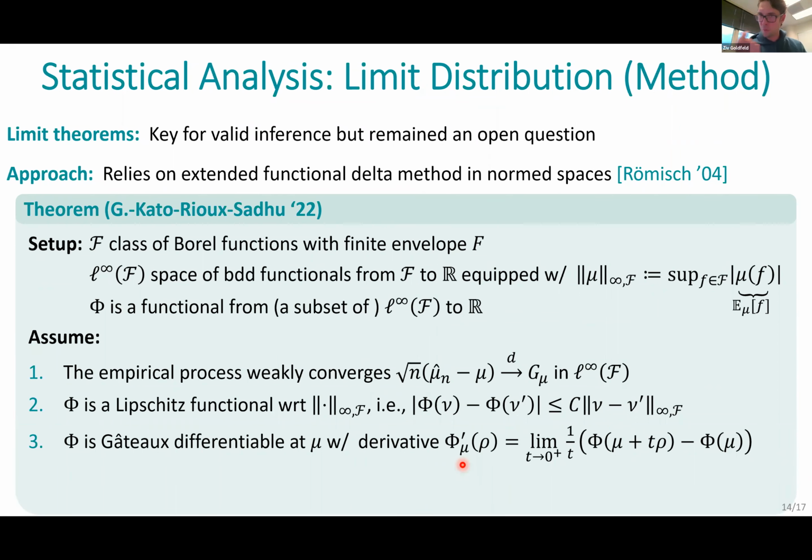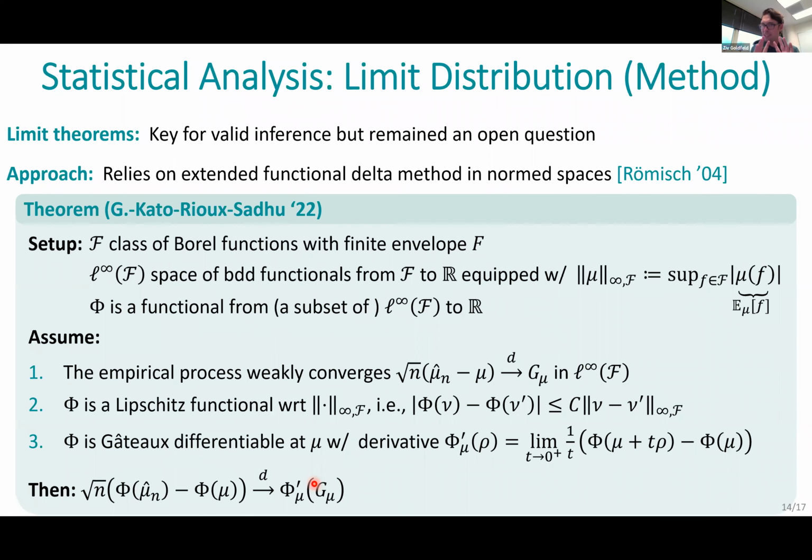You perturb the input by a little bit. You ask, well, how much does the value of the functional change at this 1/t time scale? And if we have these three ingredients, then under these conditions, we can deduce that applying phi, the functional, to our sequence of empirical measures, the following convergence in distribution holds, with the limiting variable characterized as this directional derivative, this Gateau directional derivative at the centering point, evaluated at the limiting element G mu. Okay, so that's the result.